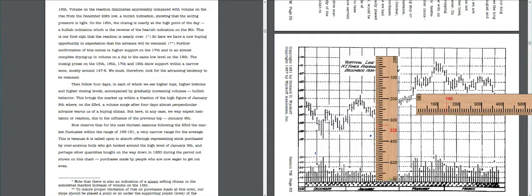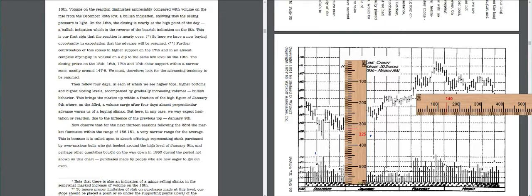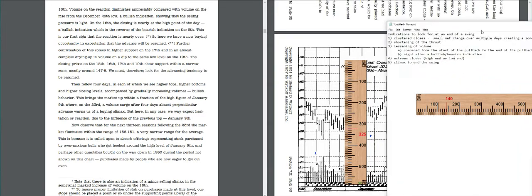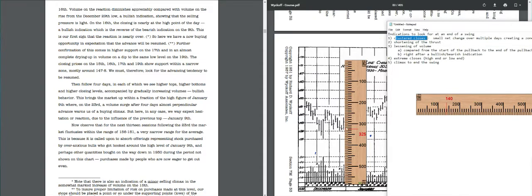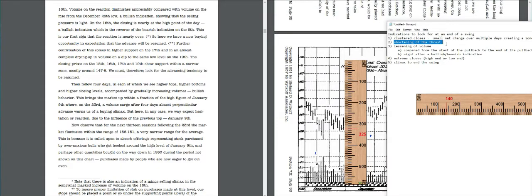Where's the second buy point? The second buy point is right here. Why? Because of multiple reasons. What are the multiple reasons? One, clustered closes right here. What is that showing? Lack of selling pressure. Second, shortening of the thrust. What is that showing? That it's hard work to make the market go down. Then lessening of volume. What is that showing? It's showing a lack of supply.